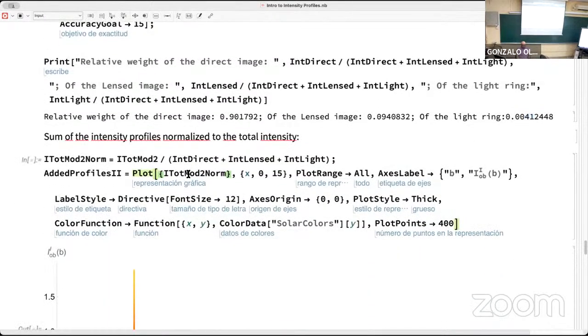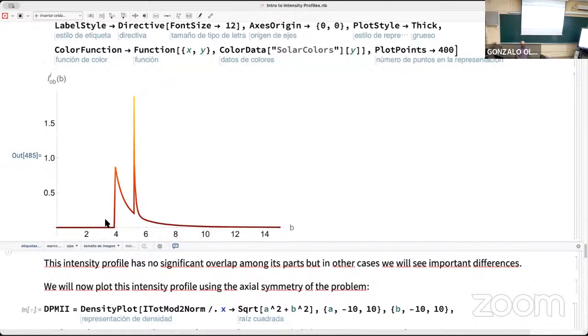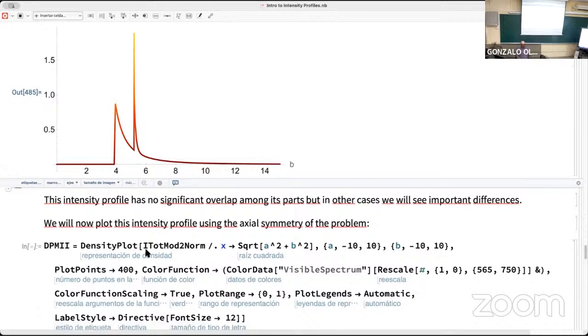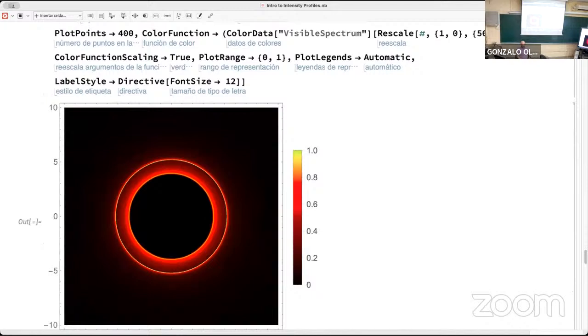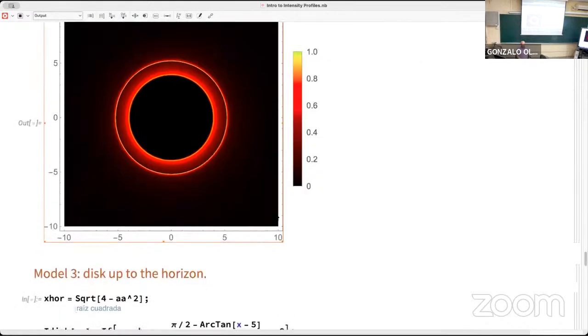And now we can add the 3 profiles, and this is what we get. And from this curve, we just need to plot it in polar coordinates with the density plot command. Okay. And what we will get is an inner region with some brightness, decay, and then an outer region brighter, and then a sharp decay in intensity, which is this thing. Let me make it bigger.